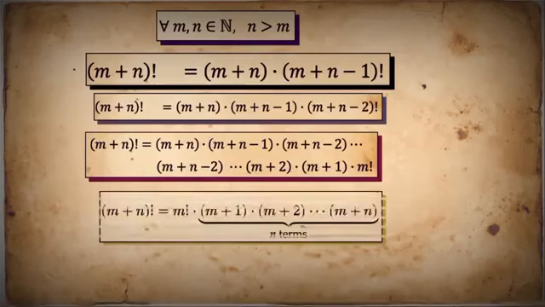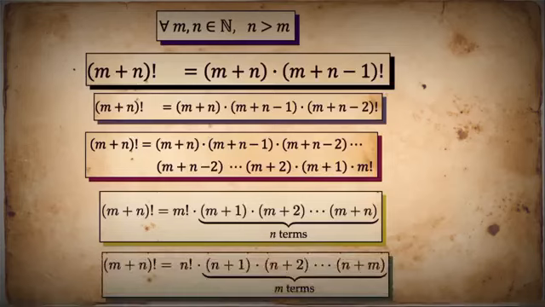Rearranging, the factorial of m plus n equals the factorial of m multiplied by the product of the n terms from m plus 1 through m plus n. The underbrace highlights this clearly. To the right of m factorial, there are exactly n terms being multiplied.